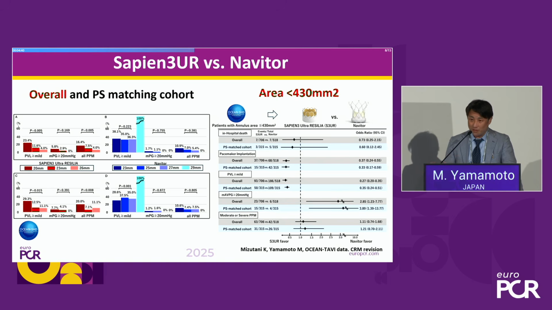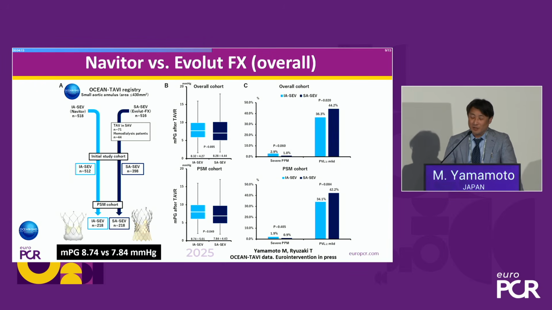Completely the same. Higher rates of mean pressure gradient in the balloon-expandable valve are maintained, but the rate of PVL is lower in the balloon-expandable valve, and the incidence of PPM is significantly higher compared with the intra-annular self-expanding valve. And the last question is very interesting. Which is better, intra-annular versus supra-annular self-expanding valve?